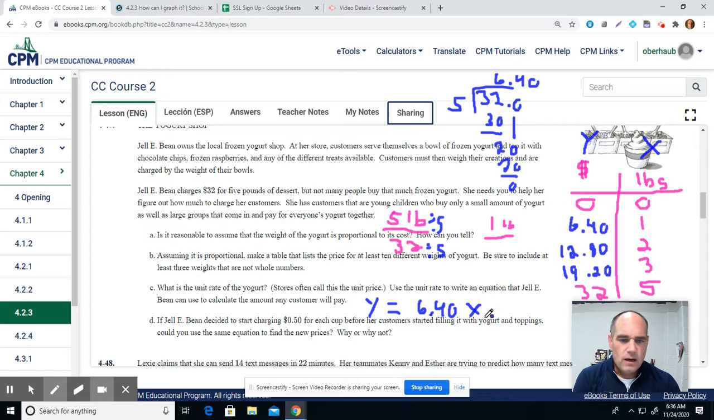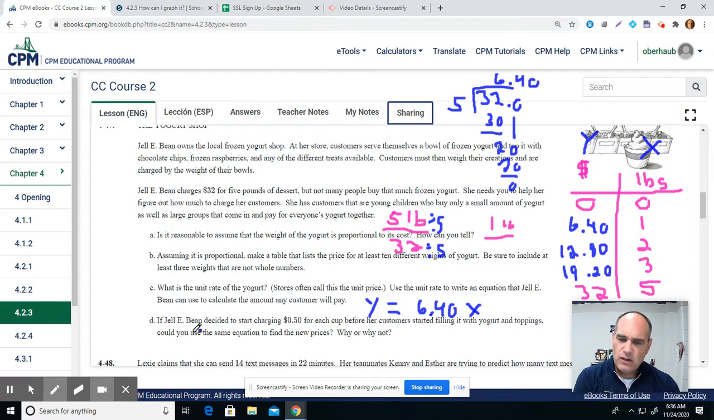All right. So if I have 1 pound, it's $6.40. If I put in 2 pounds, I would times it by 2, which would give me this. If I want to know about 10 pounds, I could put 10 in for X, do the multiplication, and then that would tell me how much money. So this equation here works.